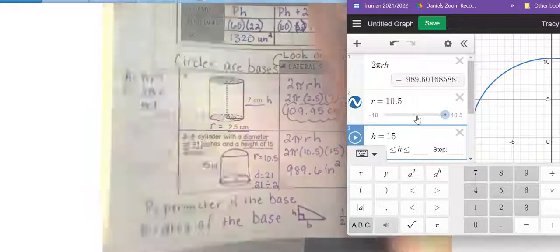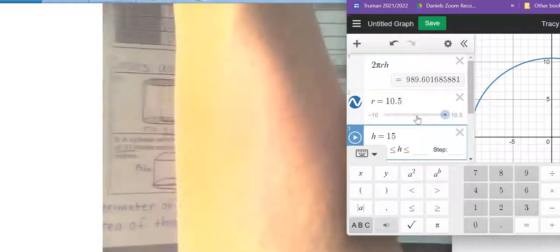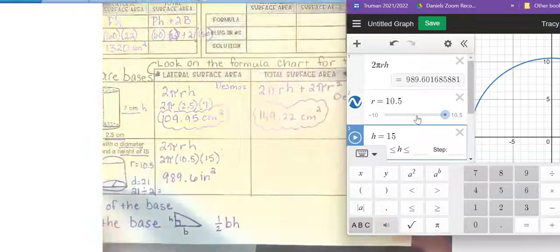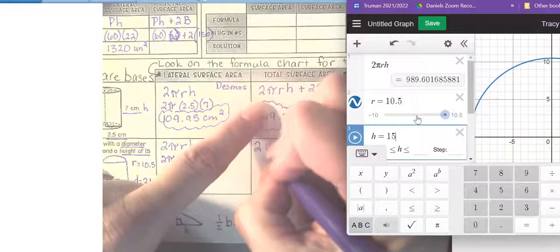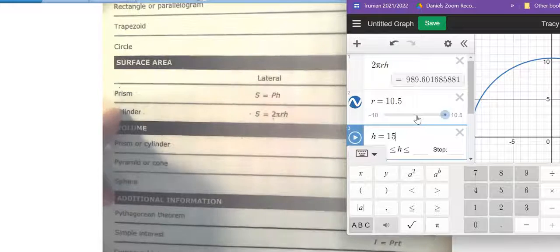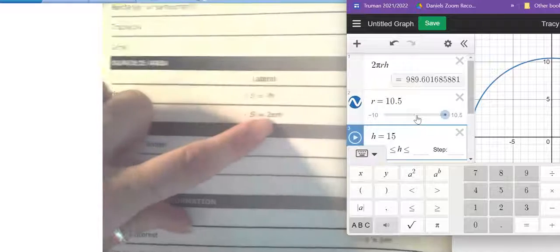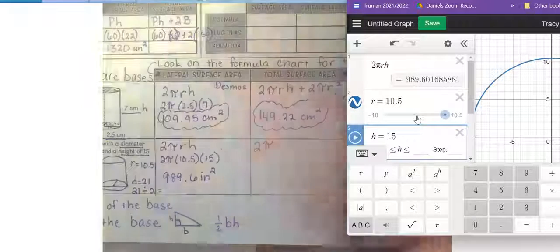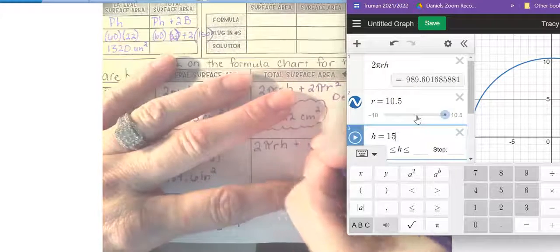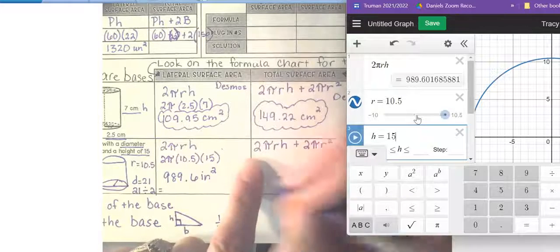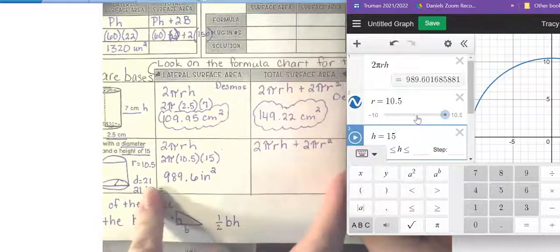Alright, now I'm going to do my total surface area. Okay, so I'm using my full formula that I got off of my sheet. I've got surface area of a cylinder. This is my lateral surface area. Total surface area. This is what I'm using right now. Plus 2 times pi times radius squared. I already know that my radius on this problem is 10.5. I know that my height is 15.